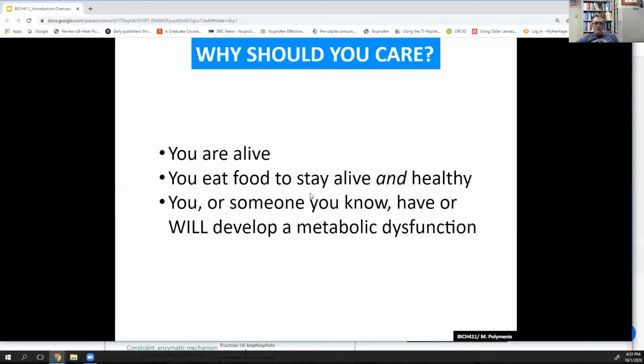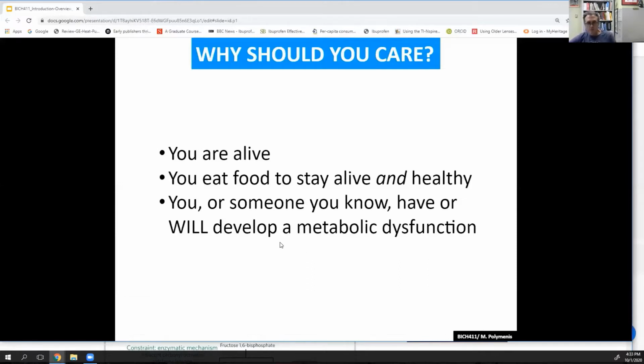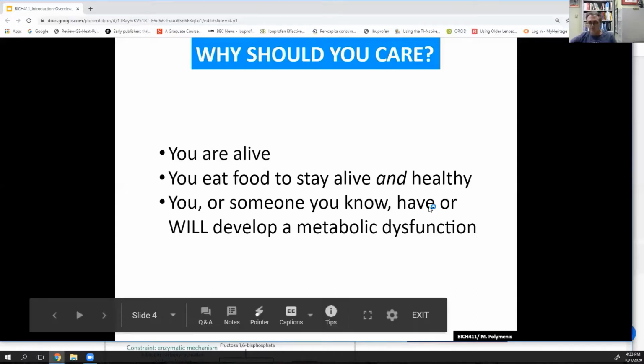And if something goes wrong, and it will inevitably go wrong at some point to you when you get old enough, or it has already gone wrong in someone you know, then you get disease and metabolic dysfunction of some kind. So it is extremely important for health and disease.